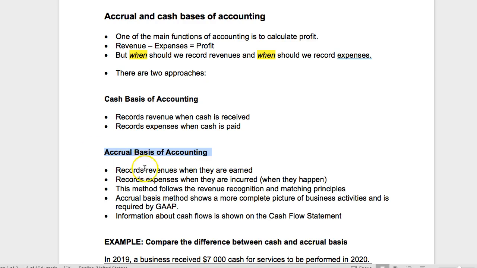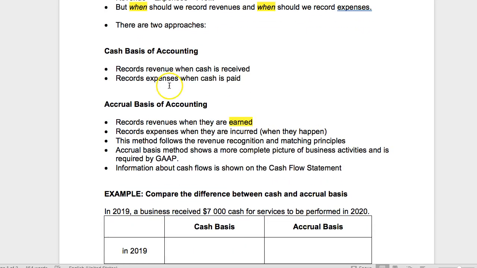Now, in this method, the revenues are recorded when they are earned. So what does earned mean? Earned is when you give the service to the customer or you sell the product. It doesn't matter when you collect the cash. Expenses are recorded when they are incurred. I think of that as when they happen or when those expenses are used. So again, it doesn't matter when the cash is paid. What matters is, when did you use that item?